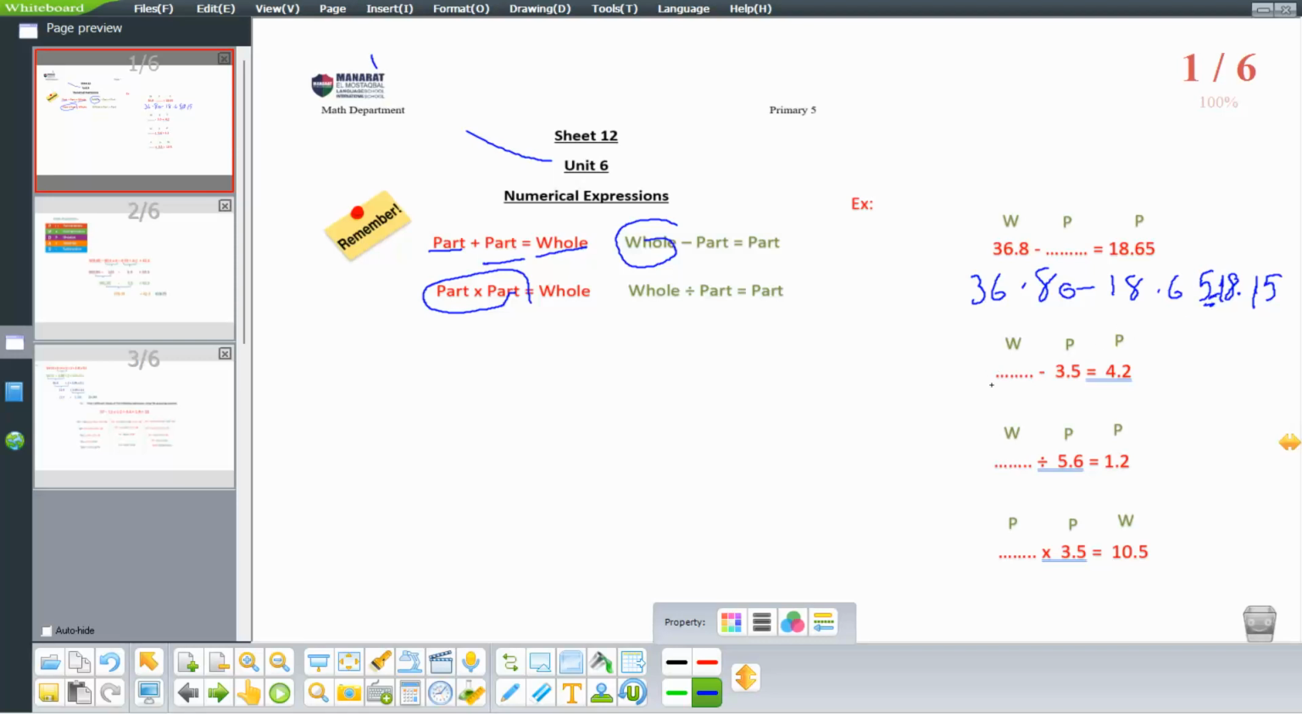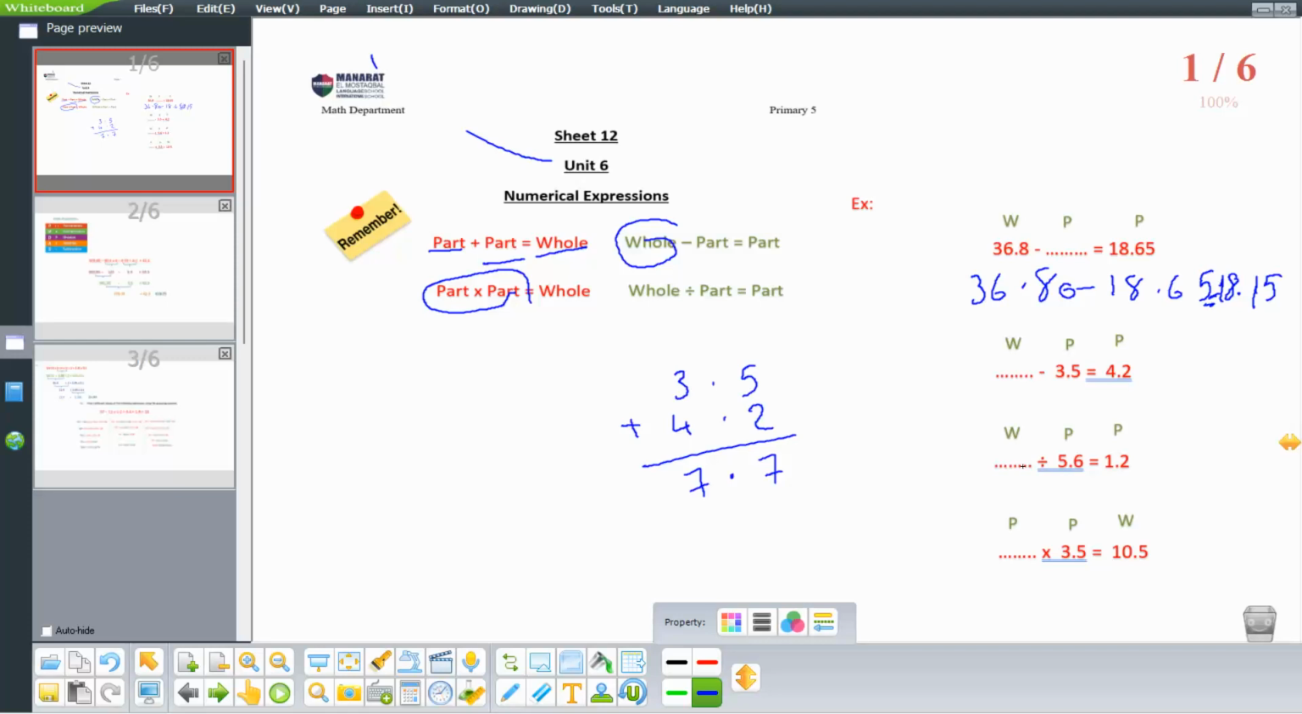So the answer will be 18.15. Here we have which number minus 3.5 equal 4.2. We know that in subtraction we have whole, and this is part and this is part. So if I need to find the whole, we are going to add the parts. So let's make it here, 3.5 plus 4.2. Add 5 plus 2 equals 7, and put the decimal point. 3 plus 4 equals 7.